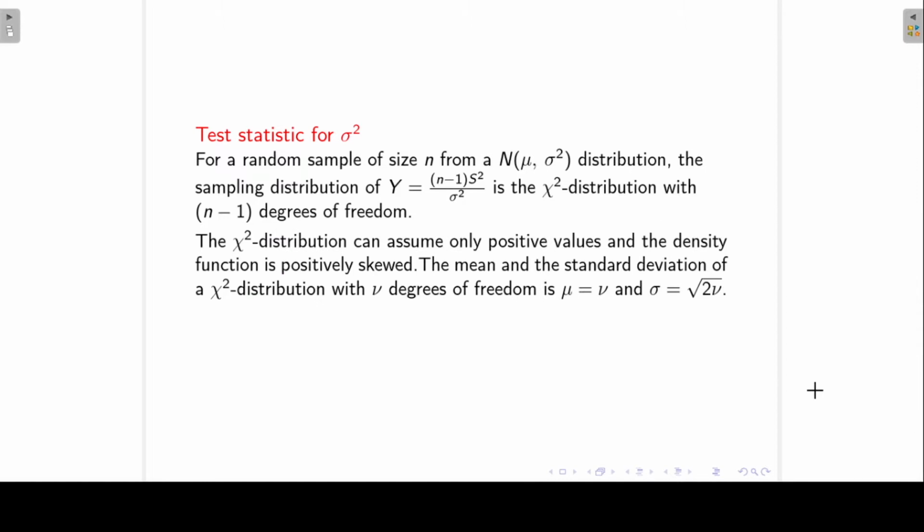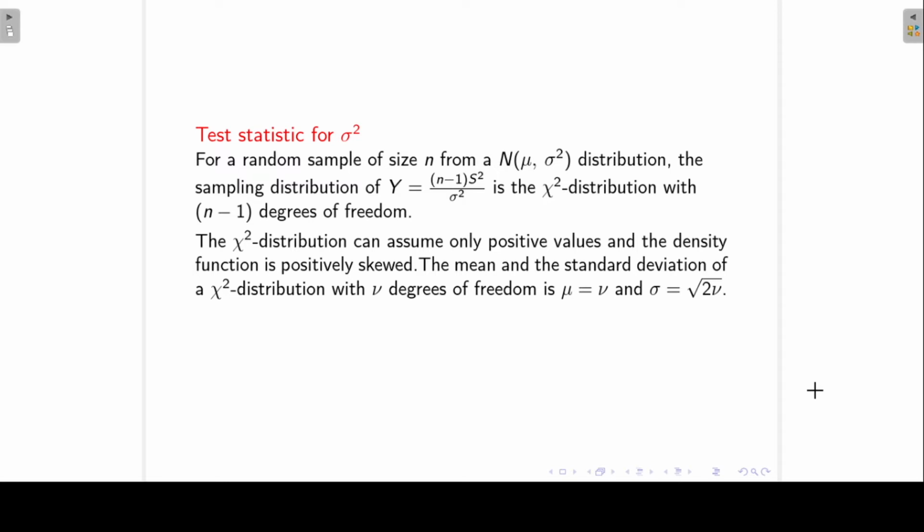Now we haven't looked at the chi-square distribution up until now. We've been looking at the normal distribution and also the t-distribution. The chi-square distribution can assume only positive values and the density function is positively skewed. The mean of a chi-square distribution with nu degrees of freedom is equal to the degrees of freedom, and the standard deviation is equal to the square root of 2 times the degrees of freedom.